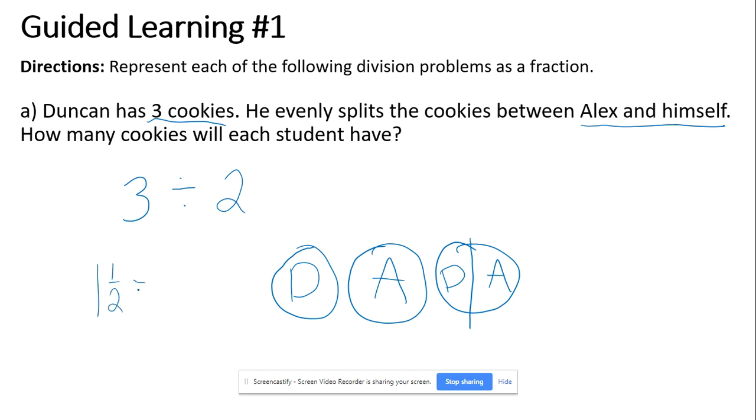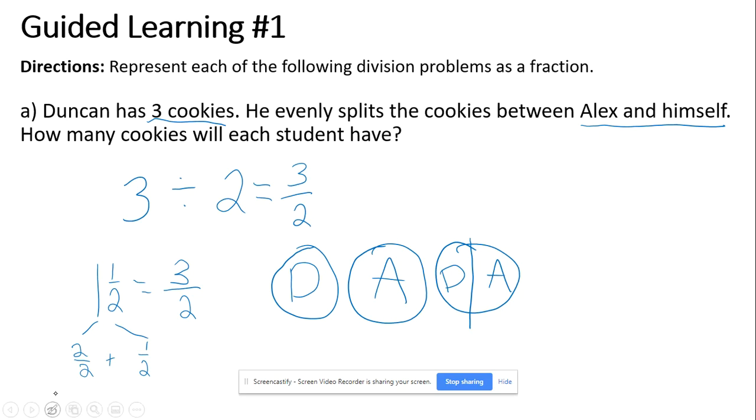And I remember yesterday we said that 1.5 is equal to 3 halves. And just to remind you, you don't have to write this part down, but 1 is equal to 2 over 2. And we add that to 1/2. So that's how we got our 3 halves. So 3 divided by 2 equals 3 halves. Each student would be getting 3 halves of a cookie.